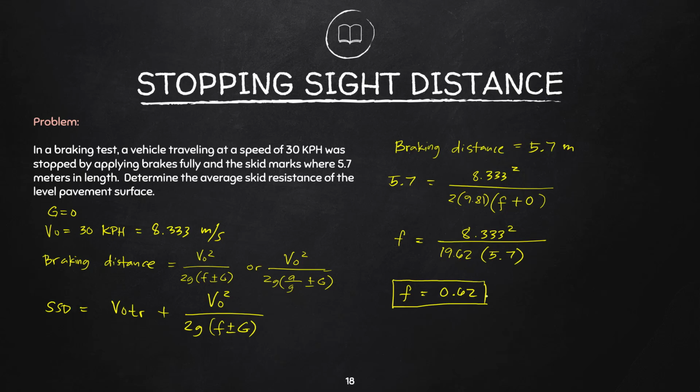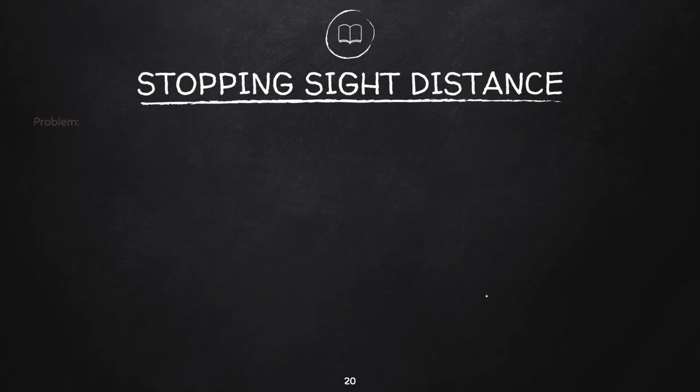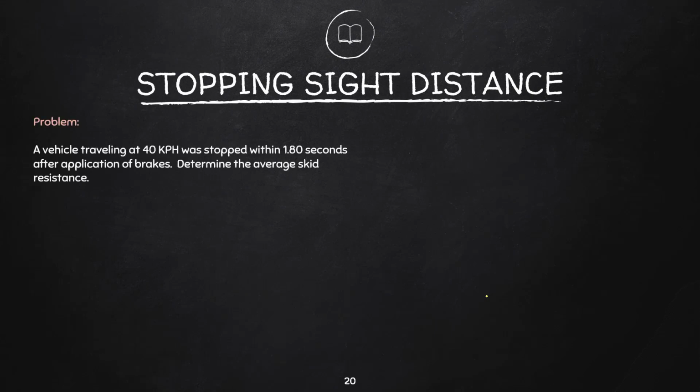Okay, so good. Another problem we have here: a vehicle traveling at 40 kph was stopped within 1.8 seconds after application of brakes. Determine the average skid resistance.